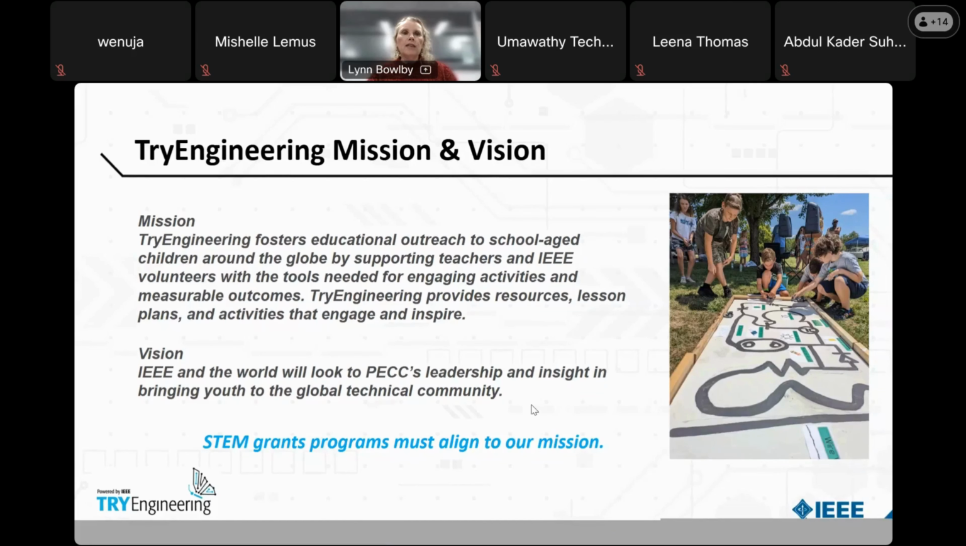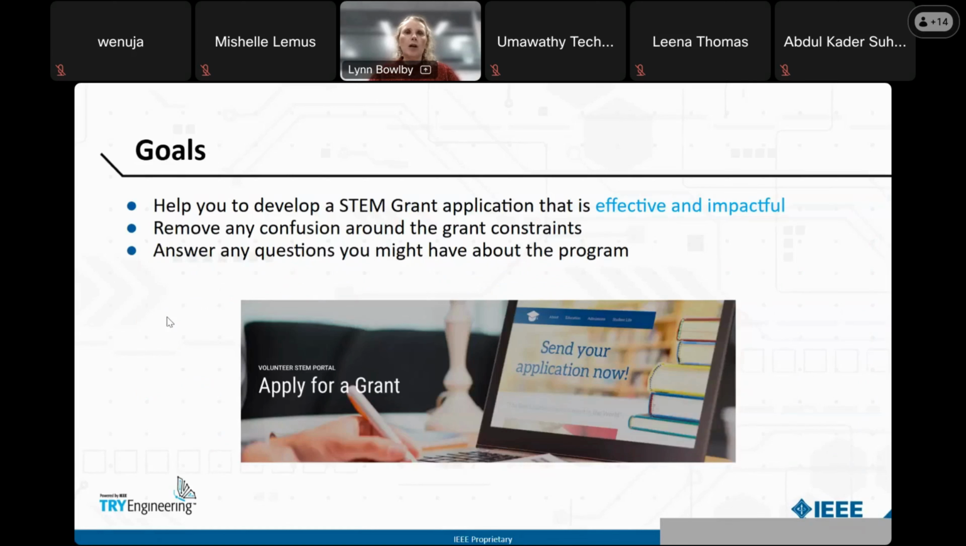So our goals for today are to help you develop a STEM grant application that is effective and impactful, remove any confusion around the grant constraints, and answer any questions you might have about the program.